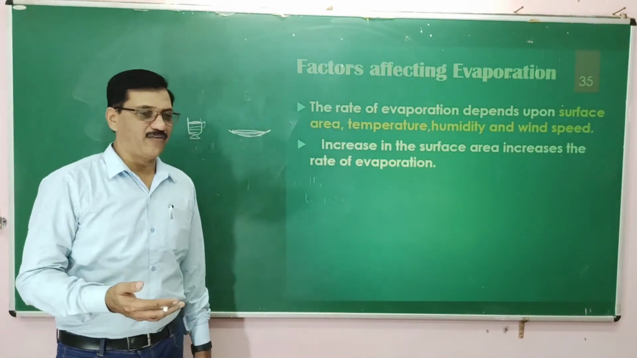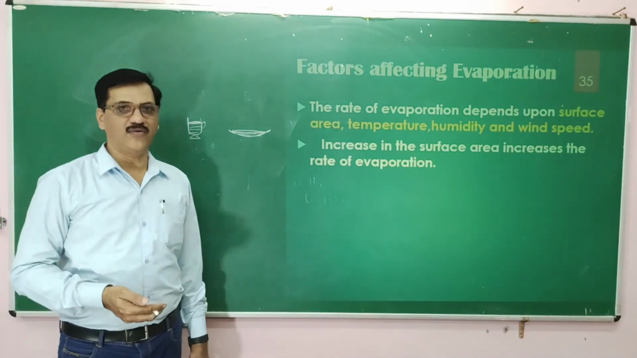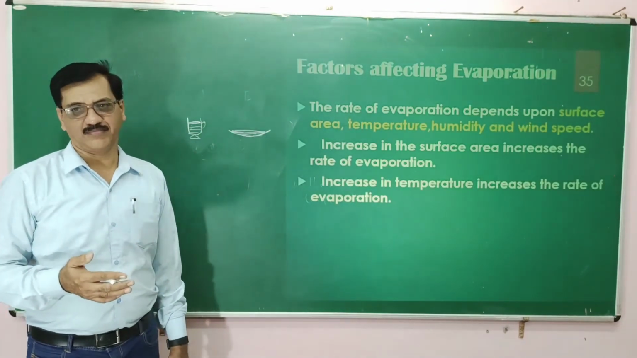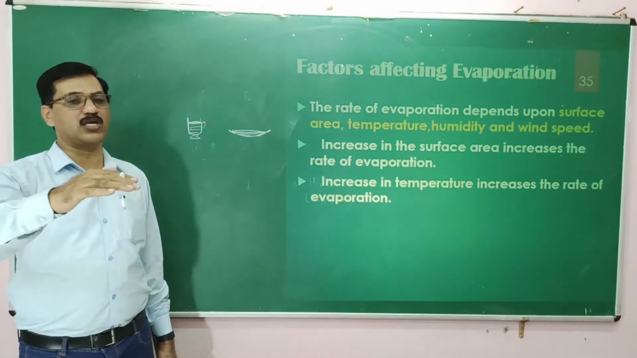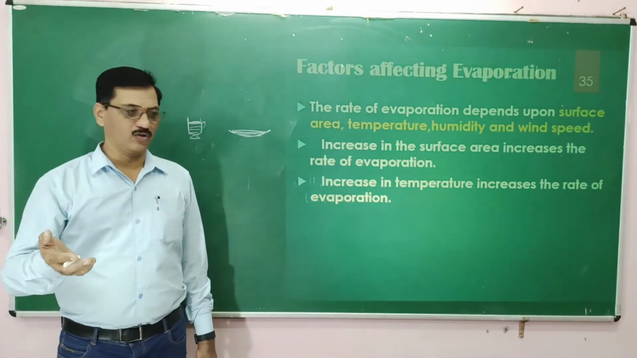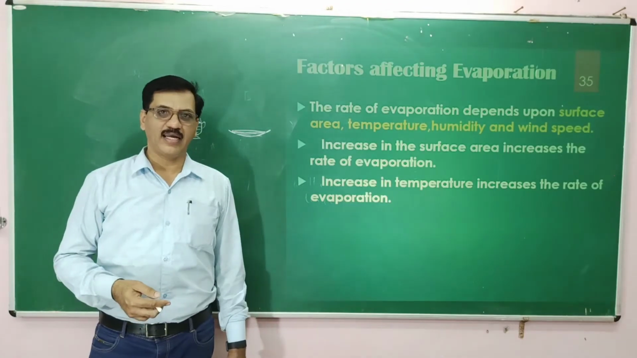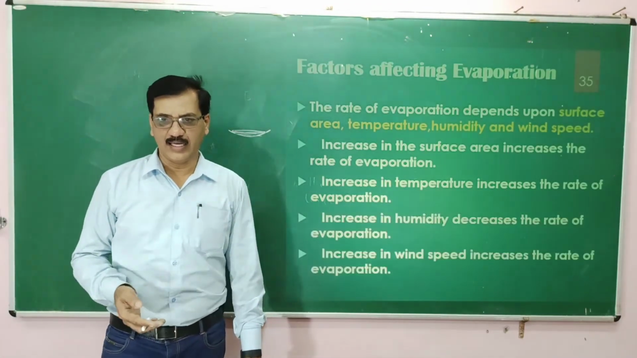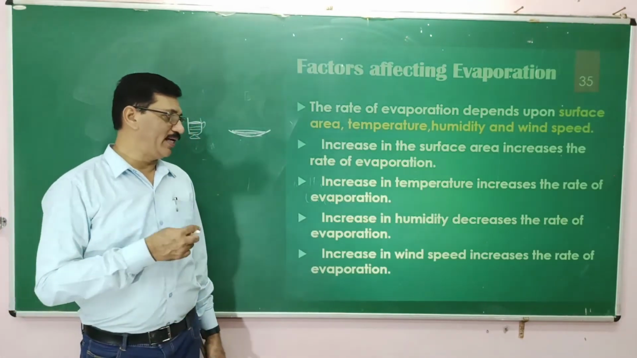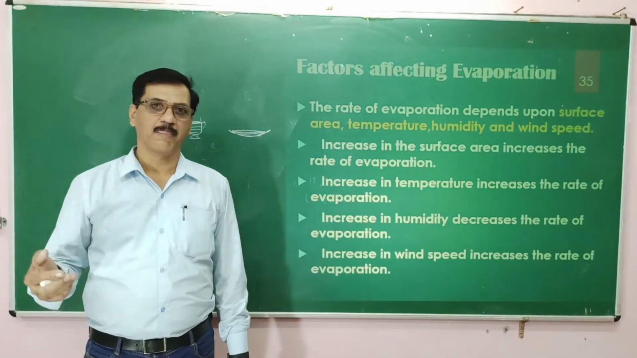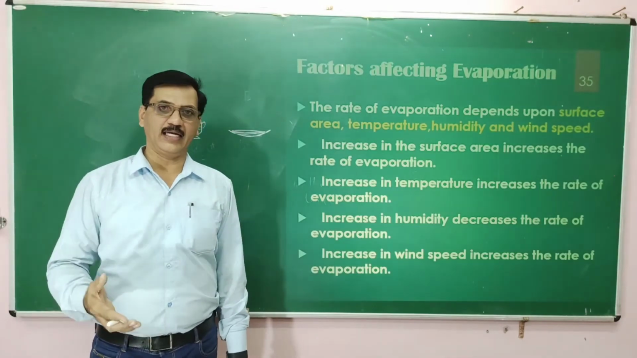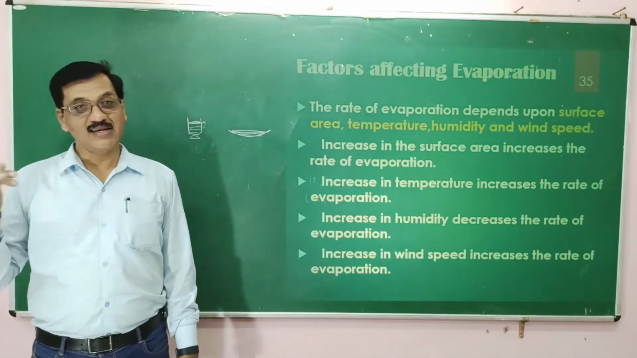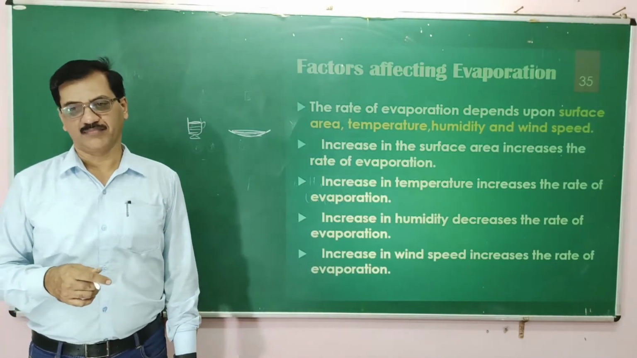So, increased surface area increases the rate of evaporation. Secondly, temperature. If the temperature is increased, the surface molecules will show more tendency to escape. Therefore, the rate of evaporation increases. Then, what about the humidity? Humidity is the amount of moisture content or water content present in the atmospheric air. If humidity is more, less will be the evaporation.